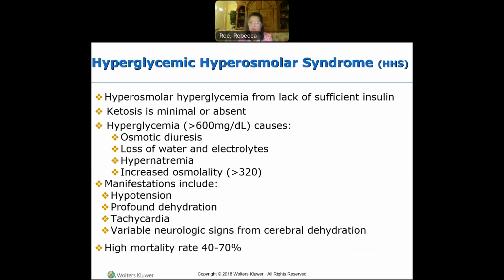So the treatment modality is very similar to DKA, but the difference here is that you have these very, very high level symptoms. You have osmotic diuresis, loss of water and electrolytes. They are very hyperglycemic, very dehydrated. You have manifestations of hypotension, that profound dehydration, tachycardia, and then you have the neurological signs from the cerebral dehydration, and a very high mortality rate of 40 to 70%. So this is not a good place to be.